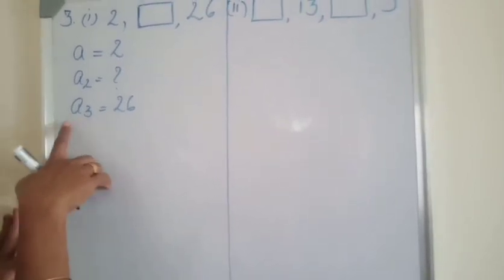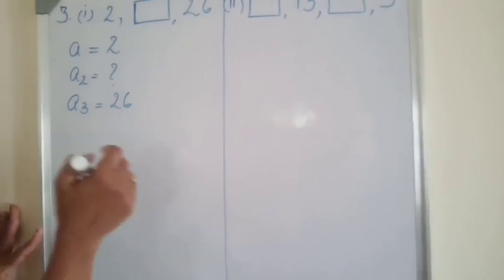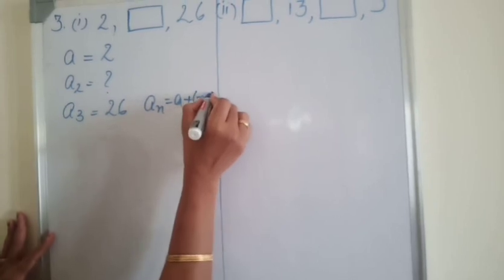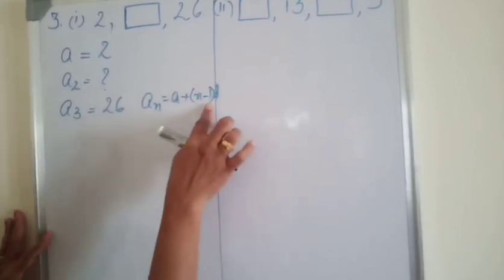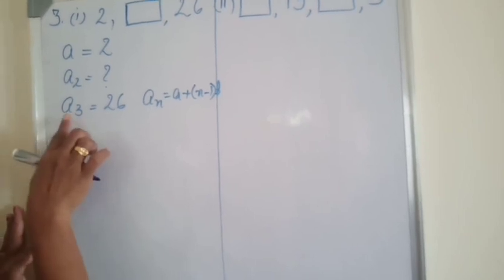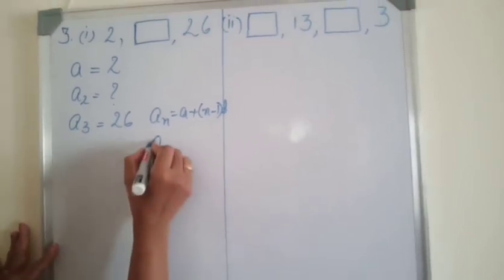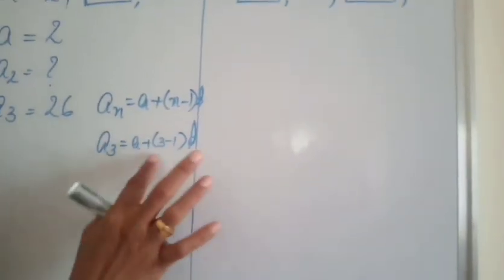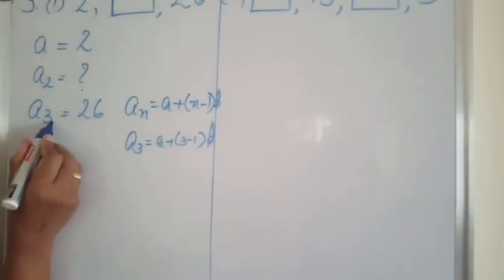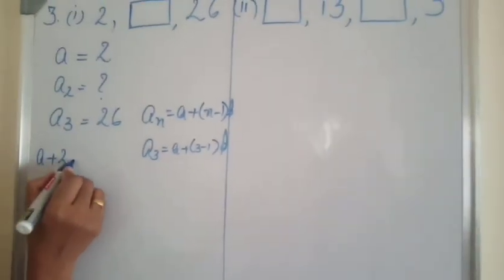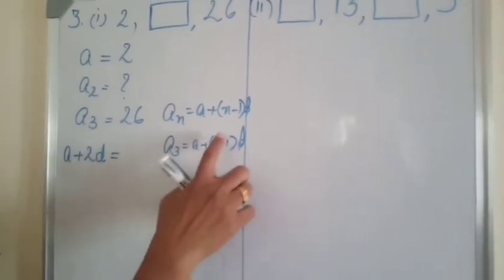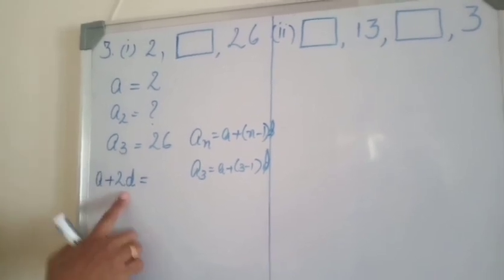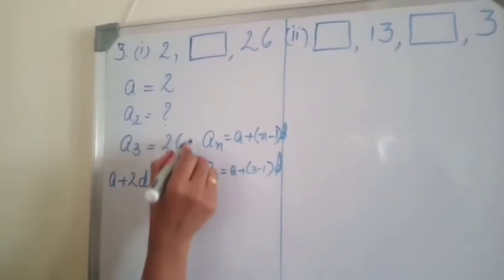So we are going to write how can we expand A3. You all know that An equals A plus n minus 1 into D. So n comes here, n minus 1. A3, how can we write A3? A3 can be written as A3 equals A plus 3 minus 1 into D. 3 minus 1 becomes 2. As I told you, A3 is A plus 2D. So now no need to write like this each time, 3 minus 1, 4 minus 1. Directly we can write if it is 3, A plus 2D. So A plus 2D equals 26.